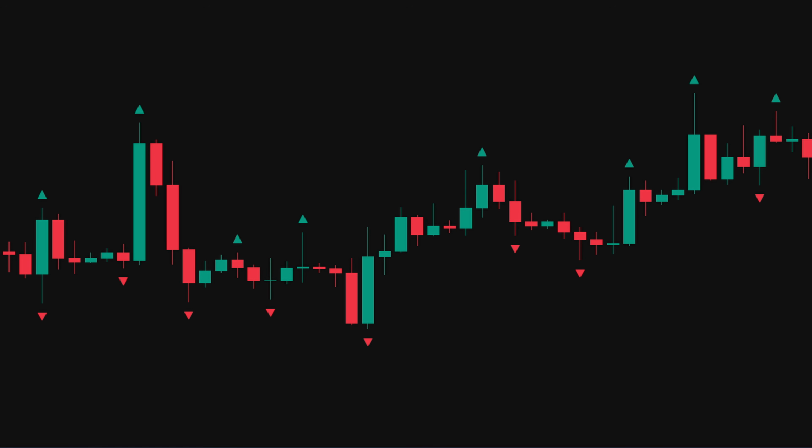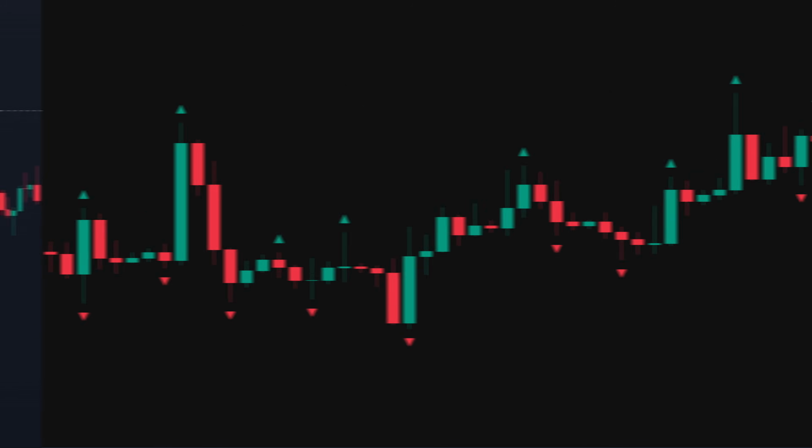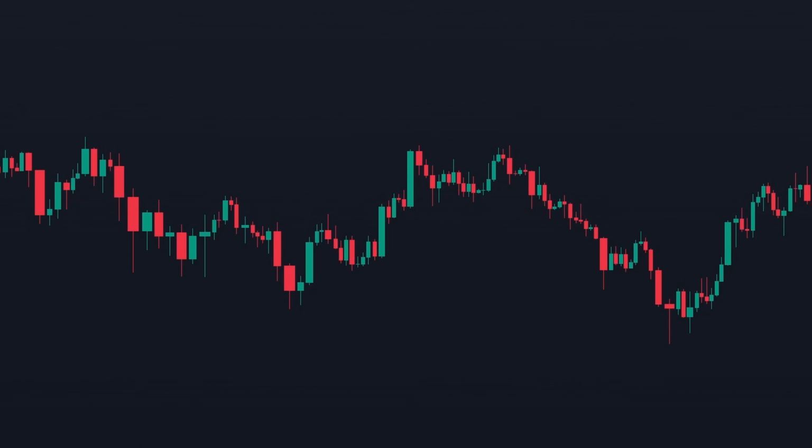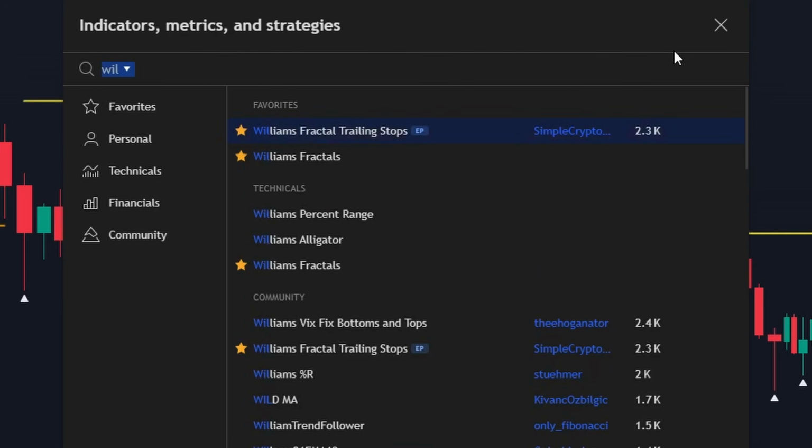The problem with the standard indicator is that it shows too many fractals, which can be confusing. On an active market, such as the 1-hour chart, you might see dozens of fractals, many of which don't provide reliable signals. The solution is to use a custom indicator, such as Williams trailing stop loss. It allows you to change the fractal range.